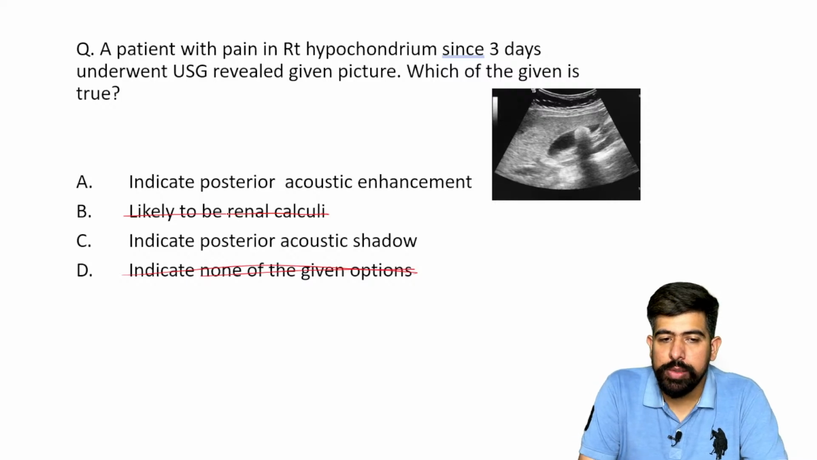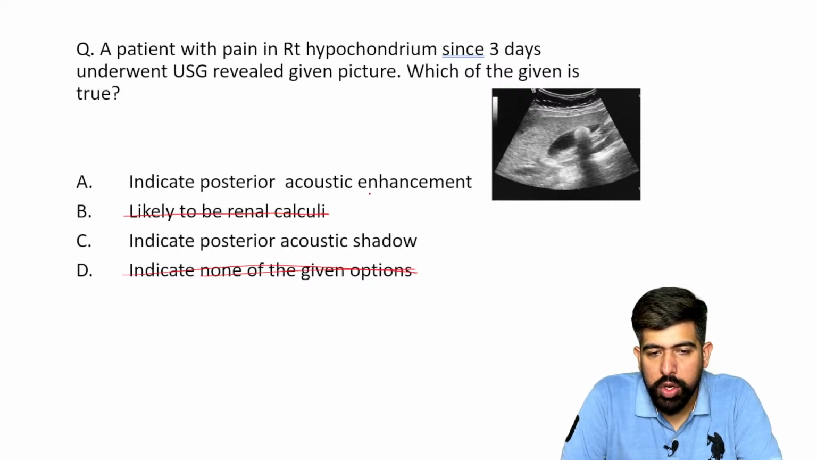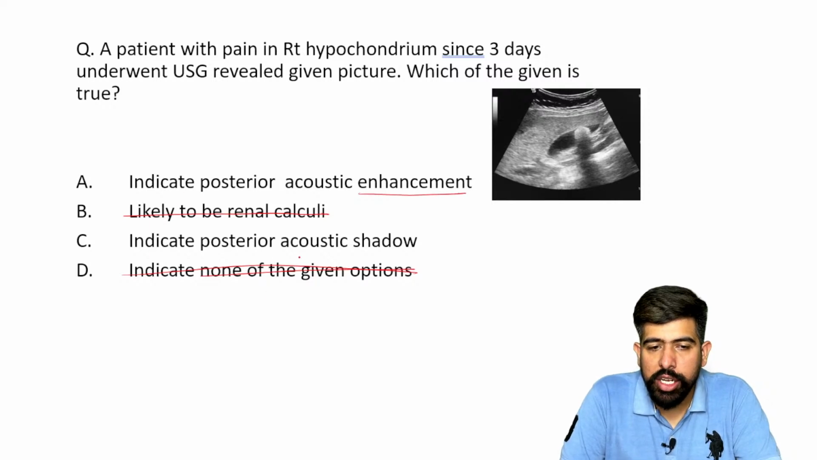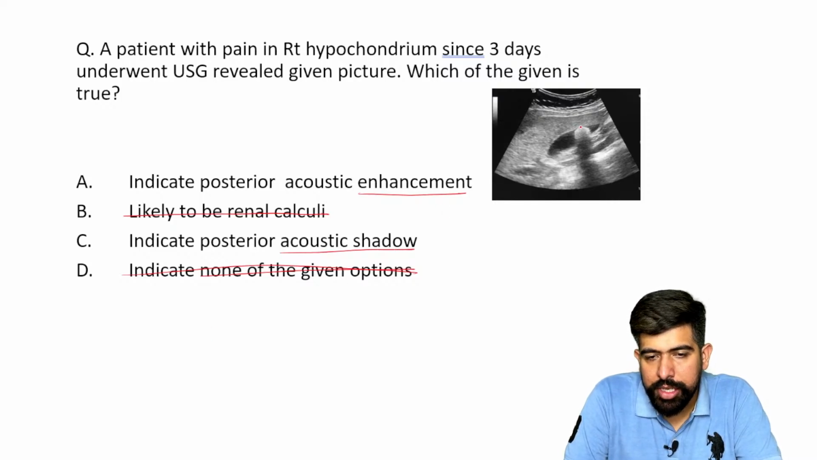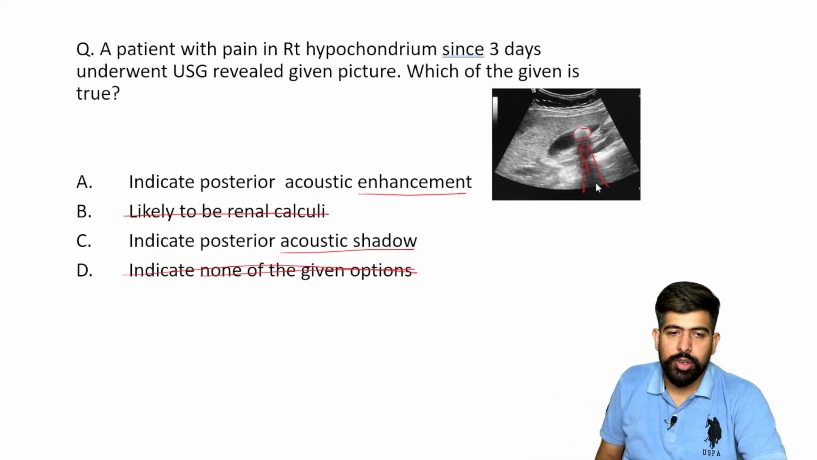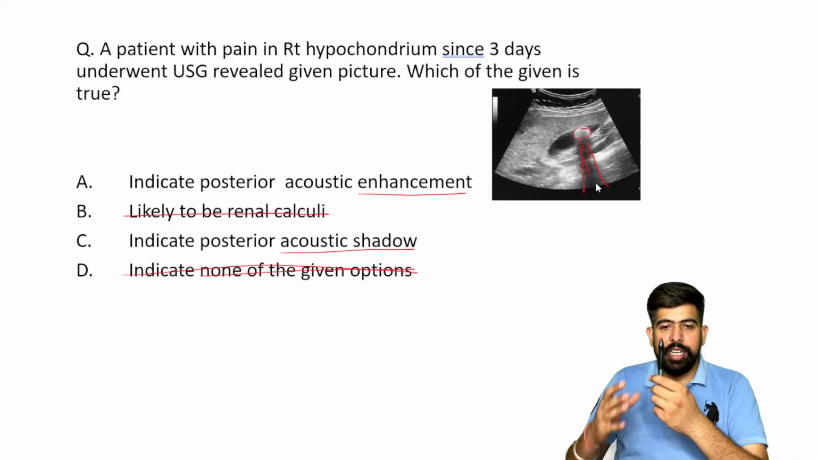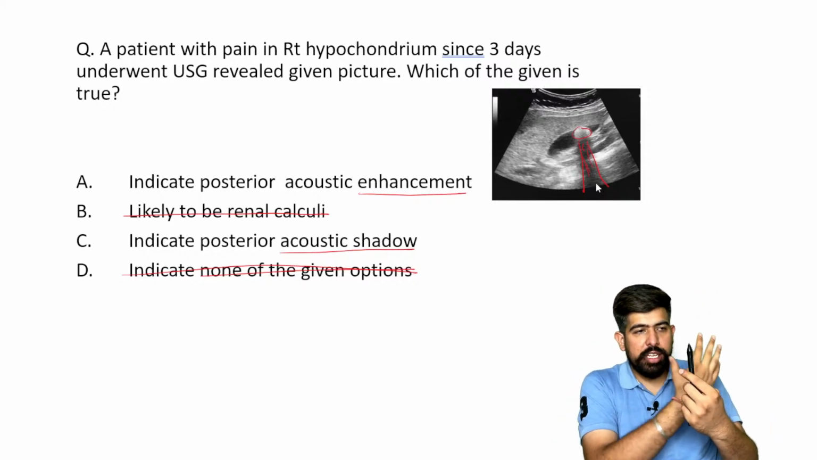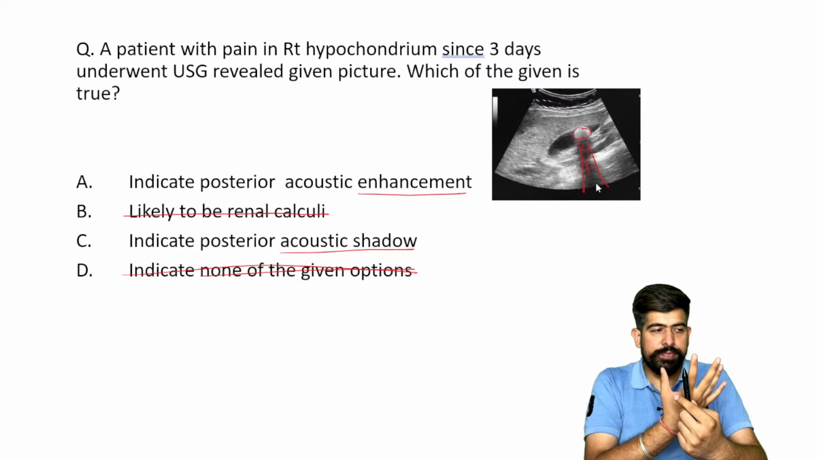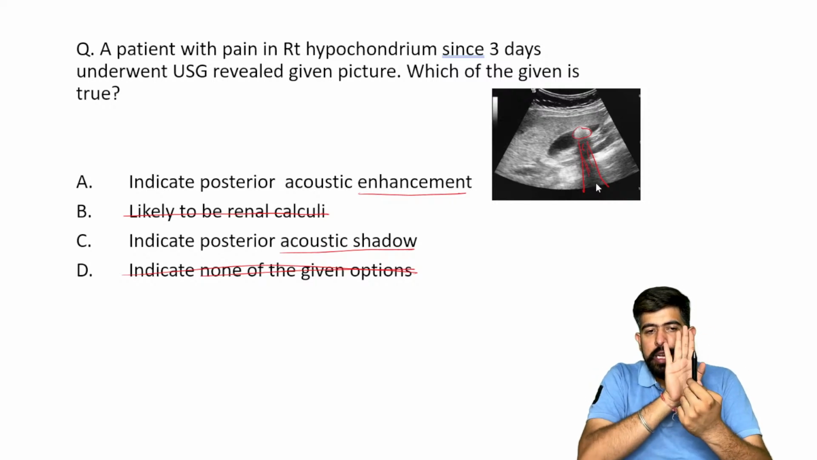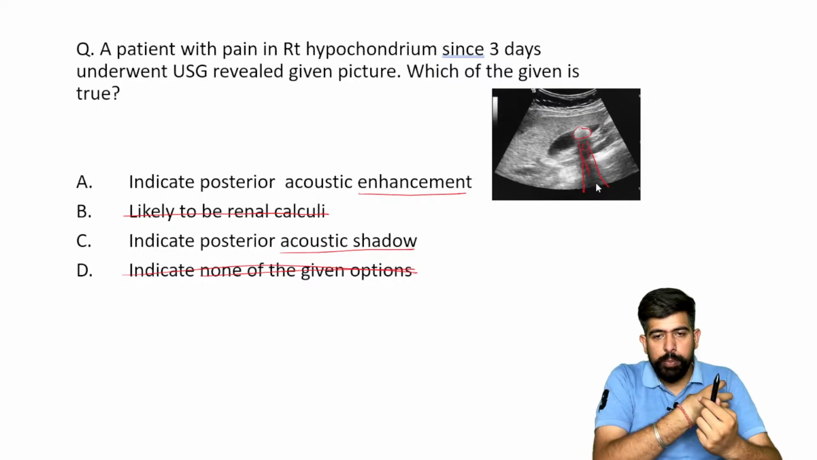Now, out of these two, one option indicates posterior acoustic enhancement and the second option is acoustic shadow. Guys, what you can see here is that something is present, and due to this there is an acoustic shadow. You can see this shadow here. How do we talk about a shadow? If I hold this pen in front of the light, the pen will make a shadow posteriorly. So if there is something, it will make a shadow behind it.